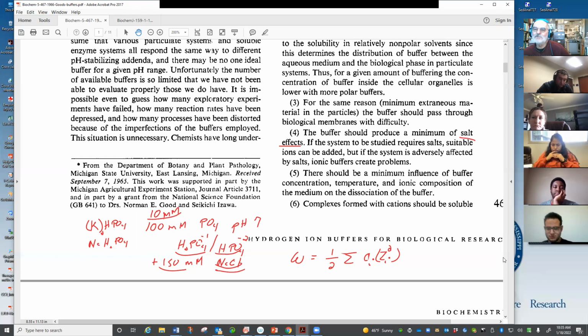Number 5 has to do with the concentration, temperature, ionic composition of the medium and the dissociation of the buffer. This continues this same discussion that basically these other solvents that you have do or don't influence the buffer itself. Buffers might precipitate. One of the buffers that we're going to be talking about is PIPES. And when you make up PIPES, you dump it into solution. So I usually would make up a 400 millimolar stock. So I would weigh out enough PIPES in a 2-liter container to make it 400 millimolar.